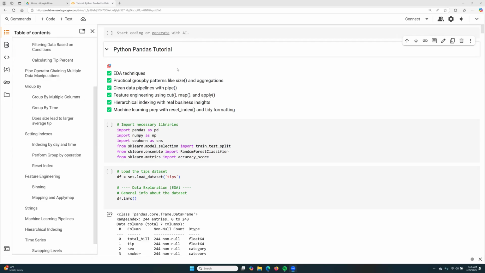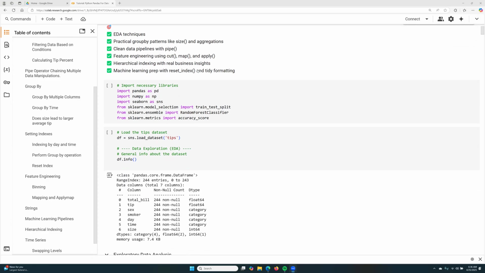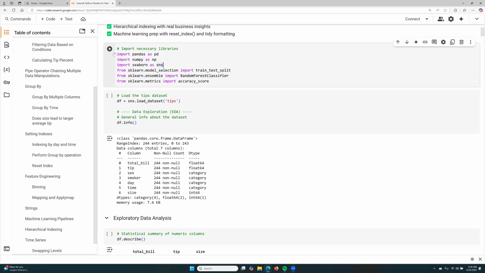We're going to be going over some techniques, some EDA techniques, practical group by patterns, cleaning data pipelines with pipe, feature engineering, some hierarchical indexing, and machine learning prep. So basically, we're going to be working with this tips data set. It comes from seaborn. So load that up.